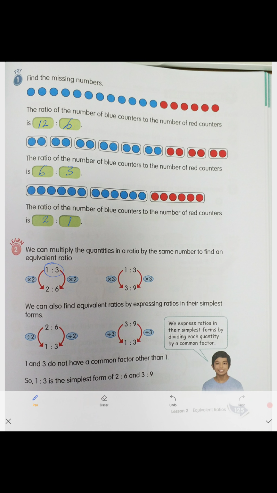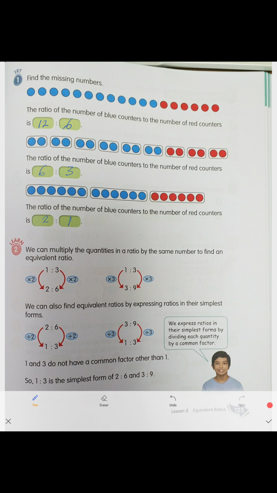So if the ratio is 1 to 3 and we multiply both sides by 2, we multiply 1 by 2 and multiply 3 by 2, we get 2 to 6. So these two ratios, 1 to 3 and 2 to 6, are equivalent ratios. If we multiply both sides by 3, we get 3 over 9. So those are also two equivalent ratios.